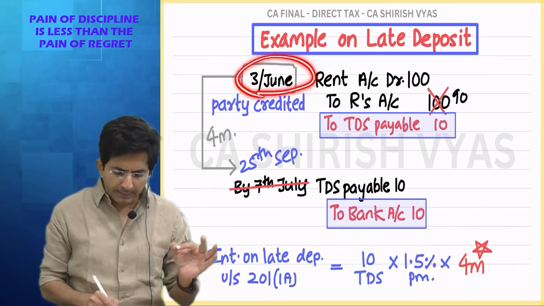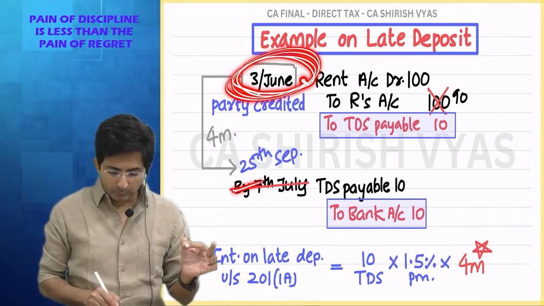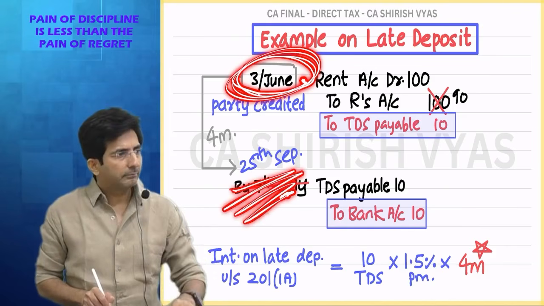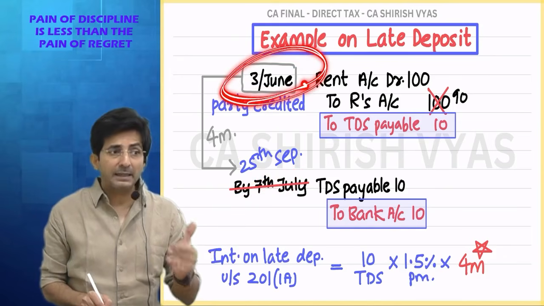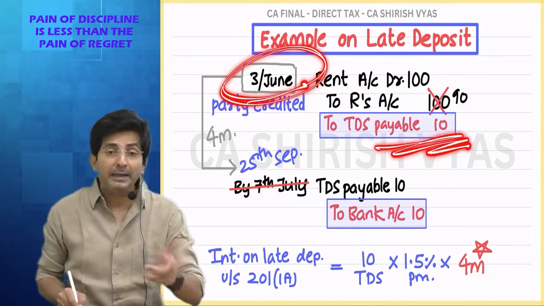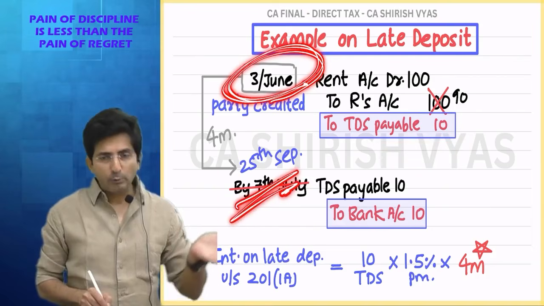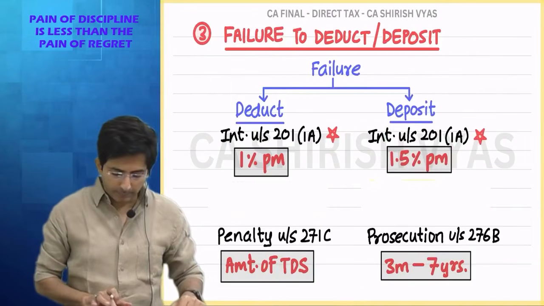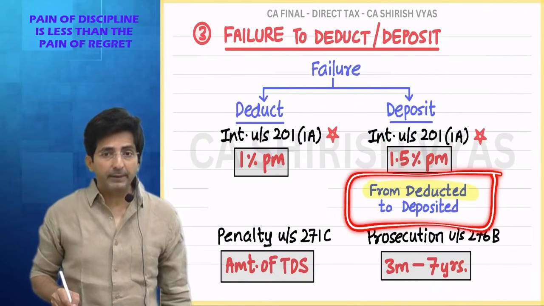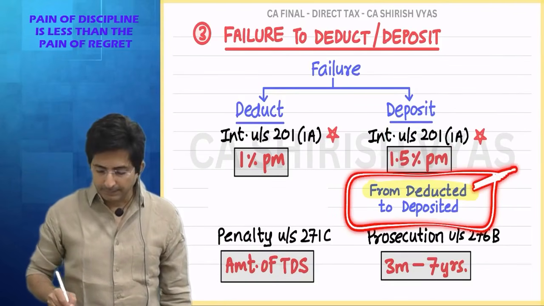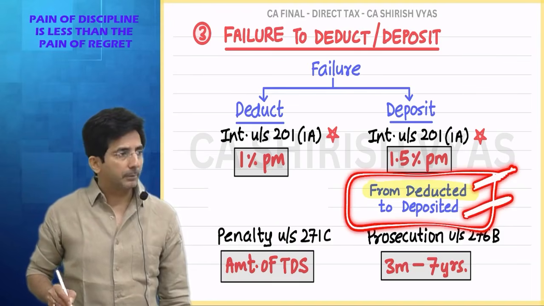Period starting from the date when TDS was deducted up to the date when deposited. Convinced with the language? 3rd June is the date when TDS was deducted. Deducted means creating liability. So when was the liability created? 3rd June. Up to the date when you actually discharge your liability. Here I have written the formula. Read this. Period starting from the date when TDS was deducted, means 3rd June, up to the date when deposited, 25th September.